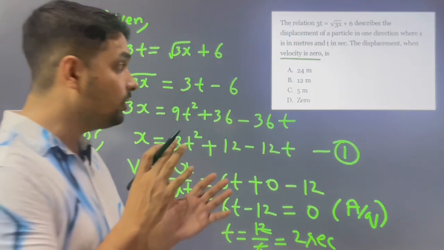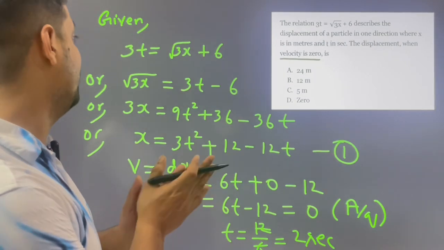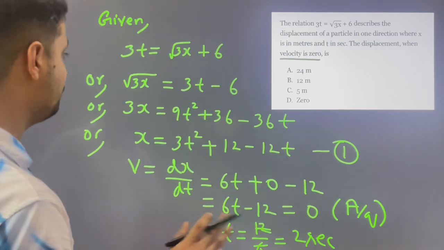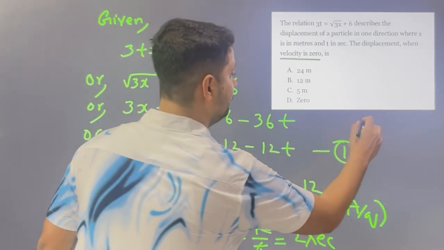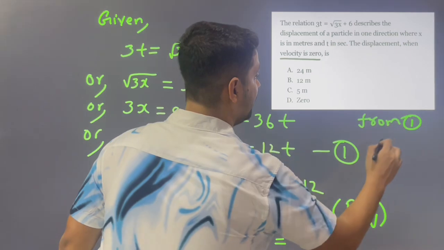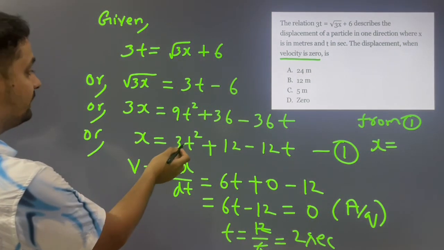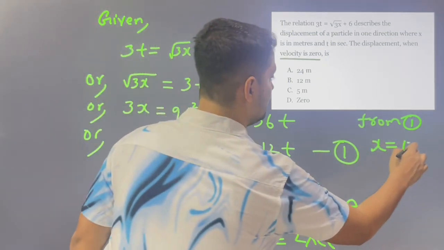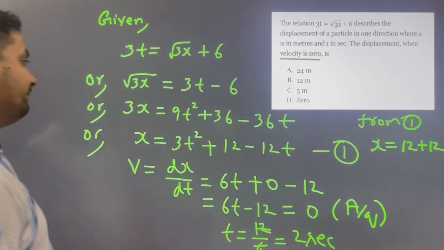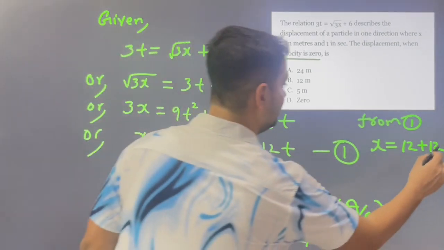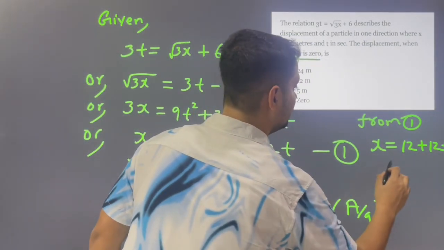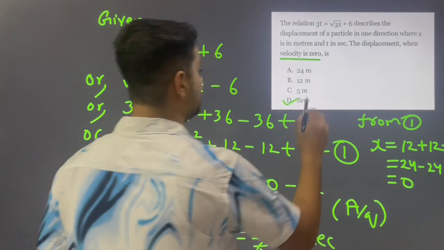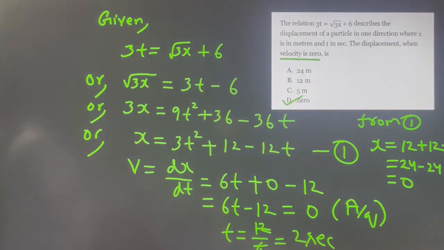Okay, but your objective is not to find the time. Your objective is to find the displacement. So here, if you put this time value in any equation, you will get the displacement. So I will put this time value in equation 1. So from 1, x is 3 into 2 square, that is 4 into 3, 12. 12 plus 12. Then minus 12 into 2, so this is 24 minus 24. This is 0. So the answer is option D, that is 0. Okay. Now we'll go for the next question.